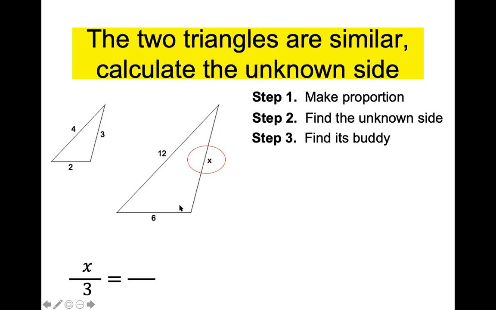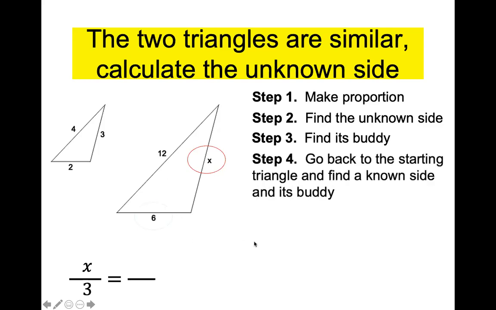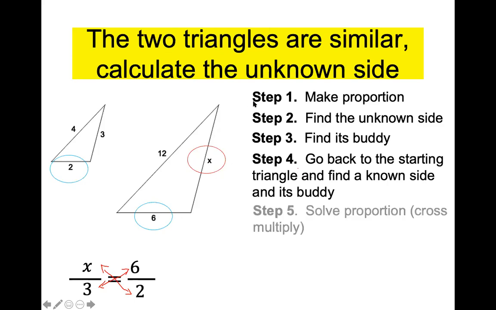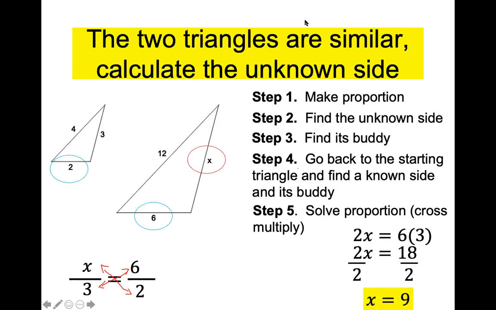I pick any one of the other two sides, or any other given information, that has a buddy. 12's buddy is 4, 6's buddy is 2. So I'm going to choose the smaller of the two, 6, and its buddy is 2. So 6 over 2. And that's what I'm going to set up for my proportion. So 2 times X is the same as 6 times 3. 6 times 3 is 18. Divide both sides by 2, and we get X is equal to 9.